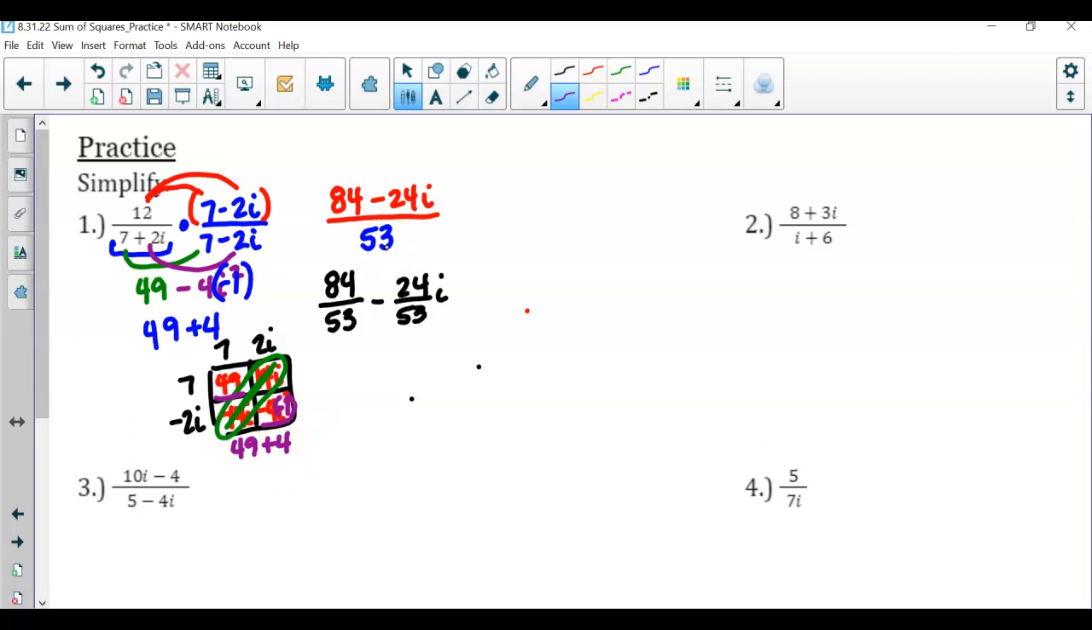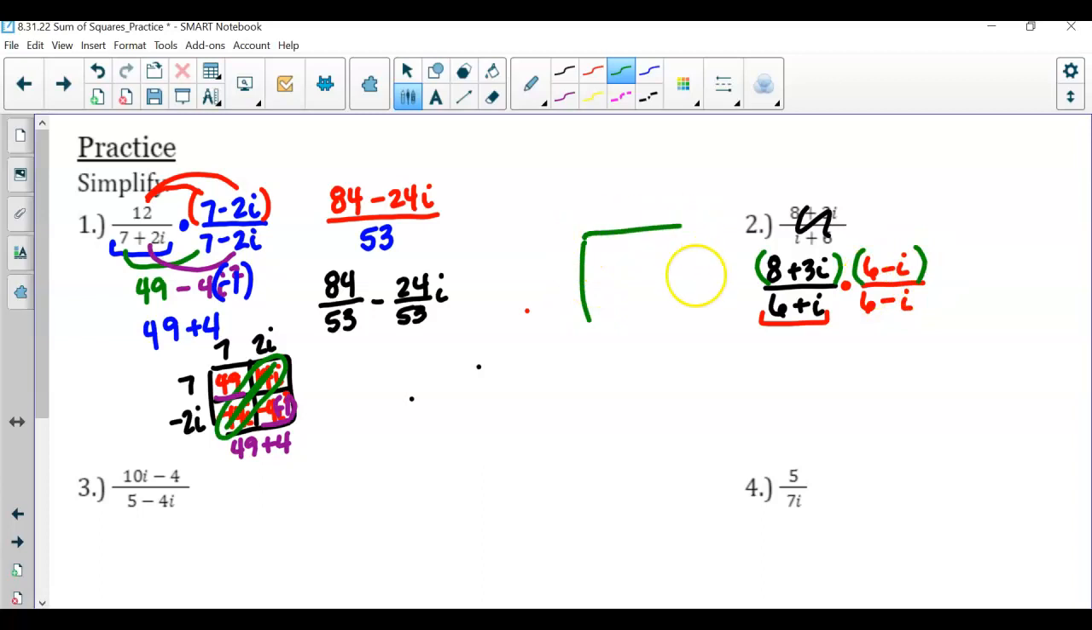Now in the second one, you should have noticed in practice that this denominator here was not in standard form. So I'm going to first rewrite this as 8 plus 3i, still in standard form, but now over 6 plus i. So I'm just going to cross that out. That means the conjugate you were supposed to multiply by for the denominator is 6 minus i. Then we multiply the same on top. Now you do have to do the box method here for the numerator.